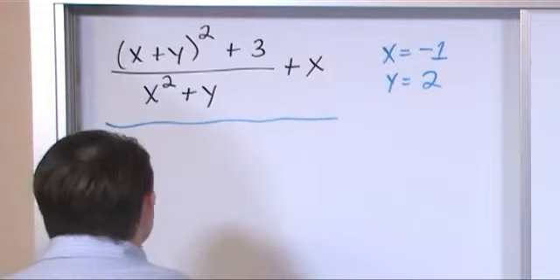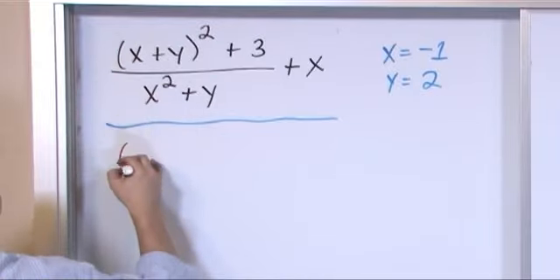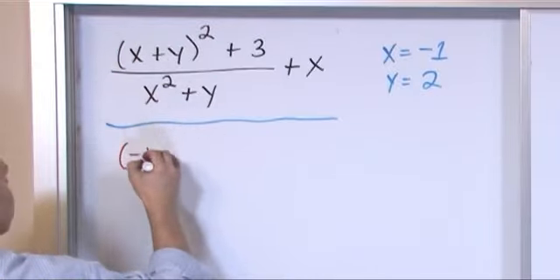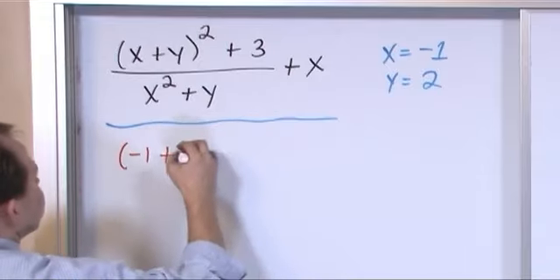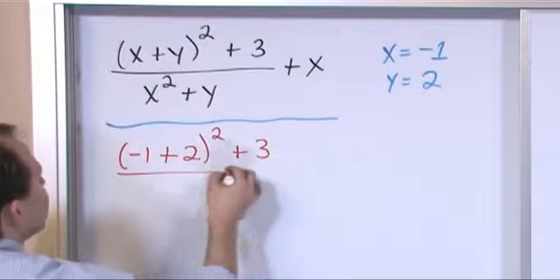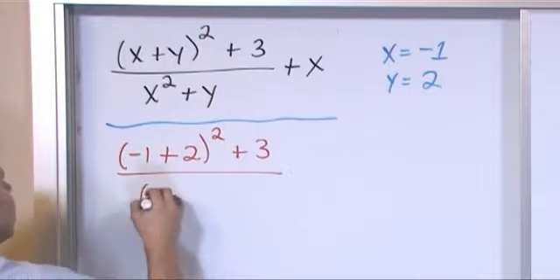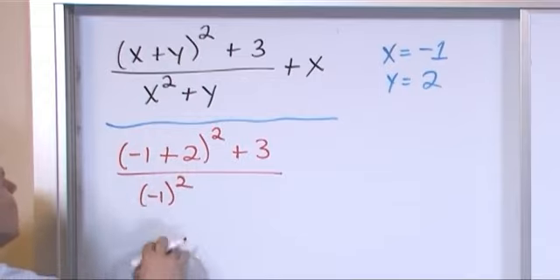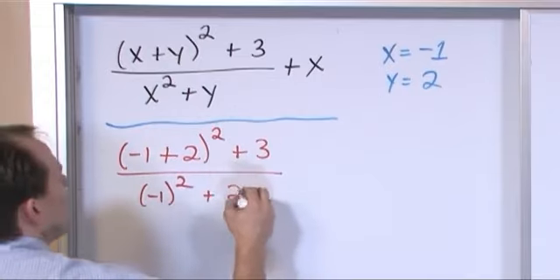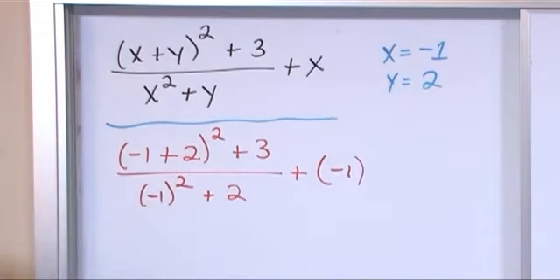Well, we're just going to proceed as we totally have been doing before. So inside of here, we're going to have x is equal to -1. -1 plus y is equal to 2. This is all going to be squared, plus 3. This is all in the numerator. In the denominator, we're going to have x squared, so we'll have -1 squared plus y, which is 2. And over here, we'll have plus x, but x is -1. So we've written everything in their spot.